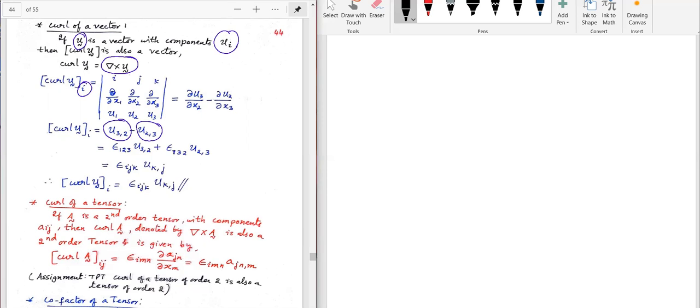That is equal to, now we'll use the permutation symbol. I can write 1 into u3 comma 2 minus 1 into u2 comma 3. Now this 1 we write as epsilon 1 2 3. So let me take 1, I write 1 there.